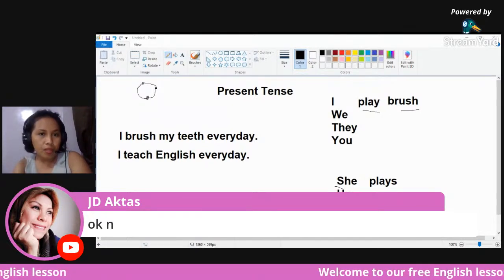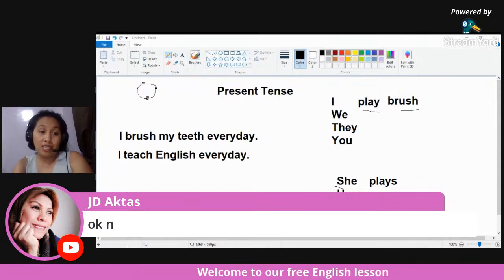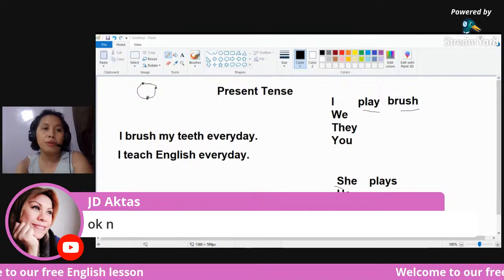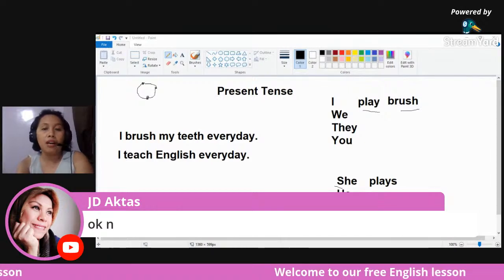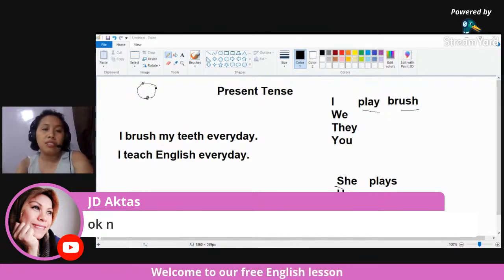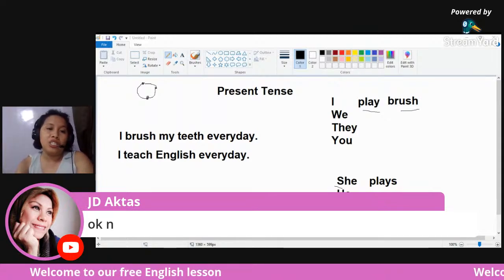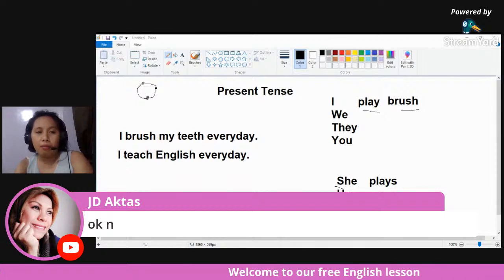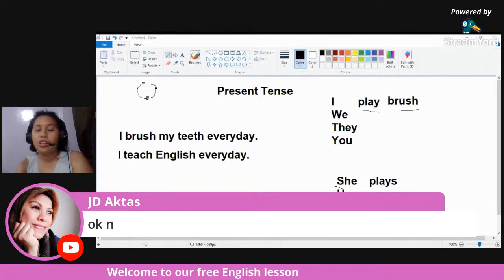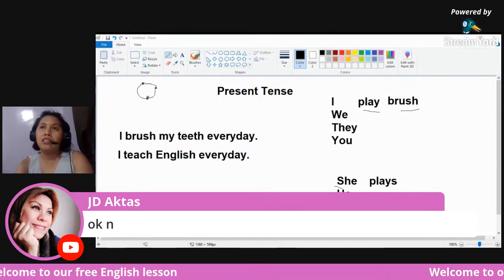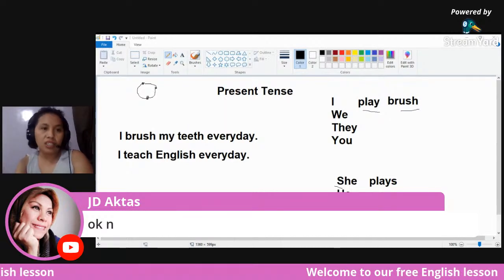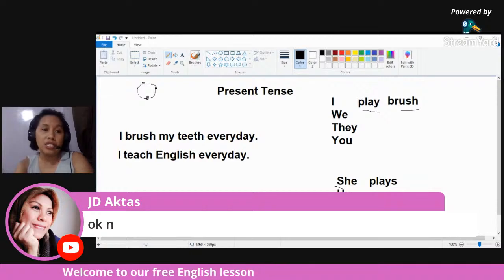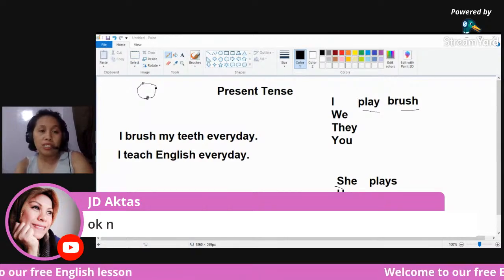So, this is the basic present tense. Yung present tense, it is habitual. Ito yung palagi mong ginagamit or palagi mong ginagawa. Like, for example, I brush my teeth every day. I teach English every day. So, wala siyang ing na kasama. Simple lang siya. Brush, teach, smile, work. Wala siyang ES or S or ED. So, simple tense lang siya.